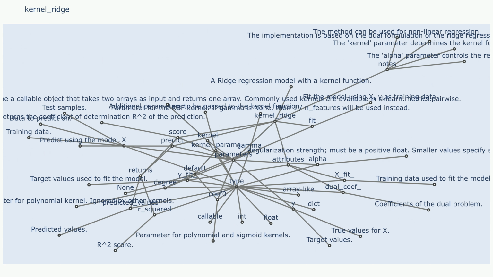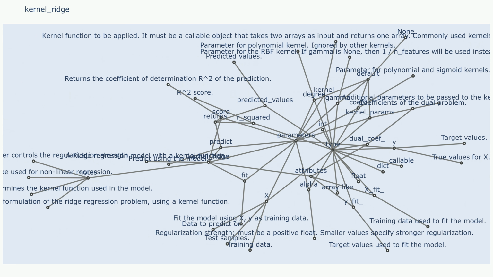Coef0: independent term in polynomial and sigmoid kernels, float. Fit intercept: whether to calculate the intercept, boolean. Normalize: whether to normalize the data, boolean. Solver: solver to use for fitting, string. Tolerance for the solver, float. Maxiter: maximum number of iterations for the solver, integer. Random state: random seed for the solver, integer or none.